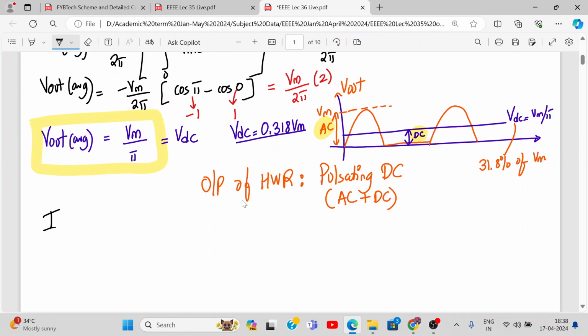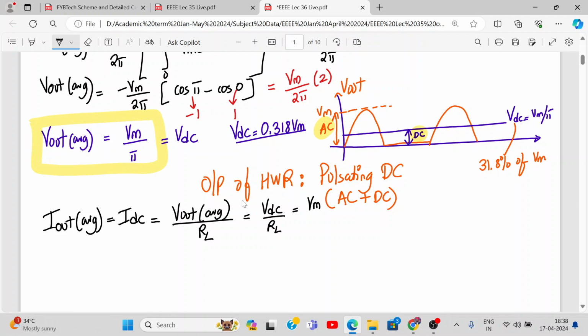Now, if I want to calculate output current average value, how will I do it? Do I need to derive again? No. It's also called IDC, which is nothing but V out average divided by RL. That will be VDC divided by RL. And how much is VDC? We calculated just now, right? It's Vm by pi RL. And this Vm by RL, we call it Im. So therefore we can write I out average is equal to Im by pi.